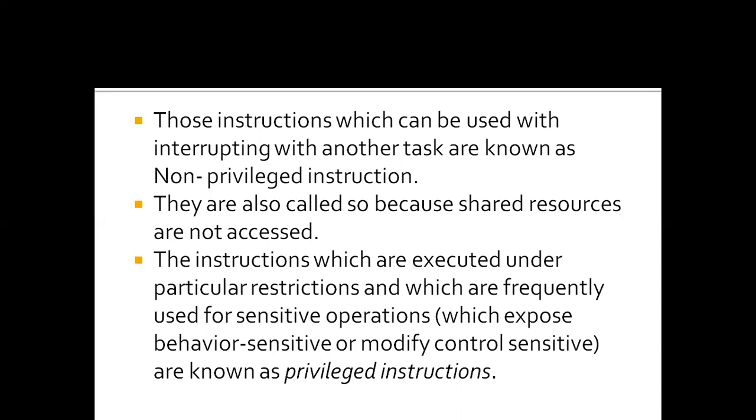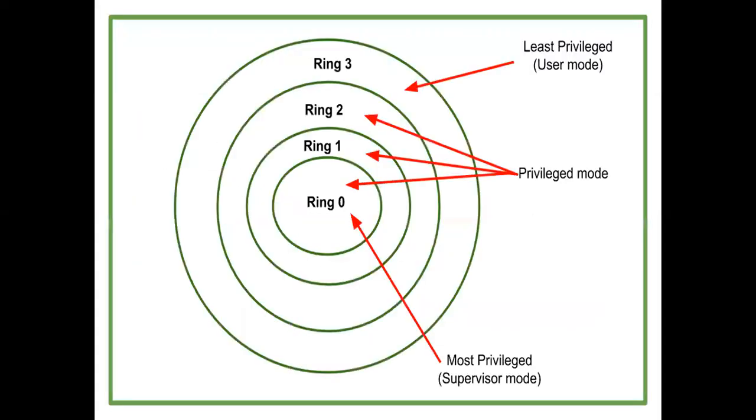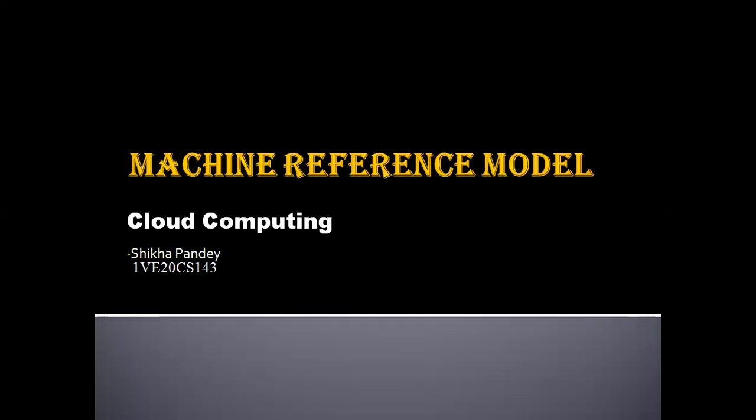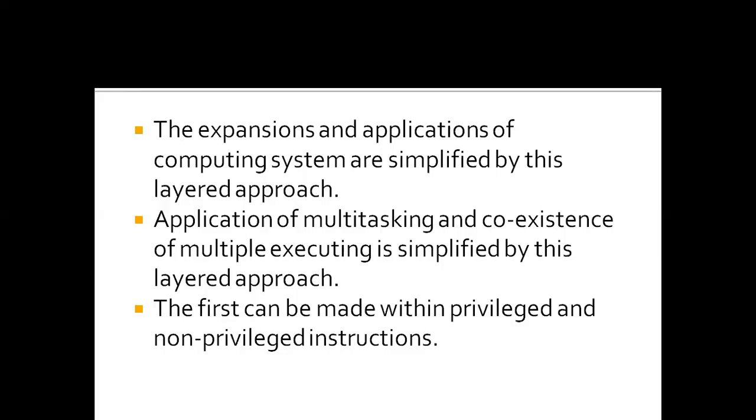The instructions which are executed under particular restrictions and which are frequently used for sensitive operations are called privileged instructions, which are behavior sensitive or control sensitive. Means the instructions which have some rules and restrictions for performing sensitive operations are called privileged instructions. These are all about the machine differential models, kernel and user, and from this we can access privilege mode and non-privilege mode.